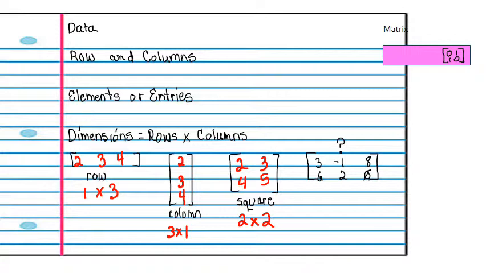This particular matrix here would have dimensions of, and again we take a look at the rows. So there are 2 rows, and then we take a look at the columns. 3 columns. So it is called a 2 by 3.